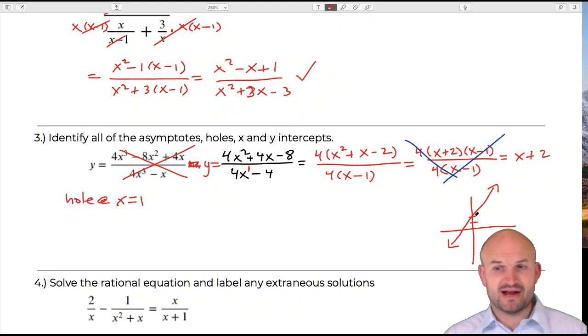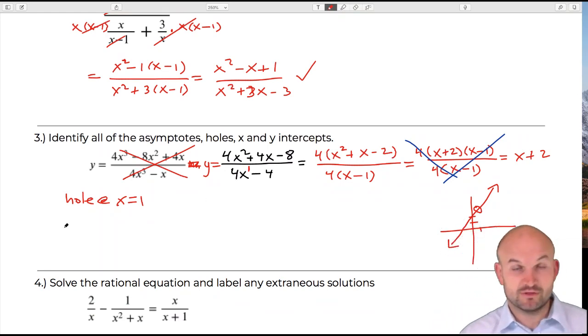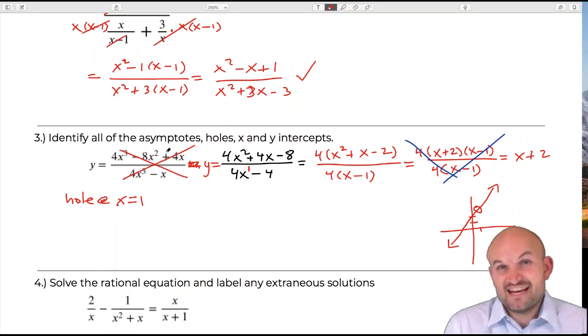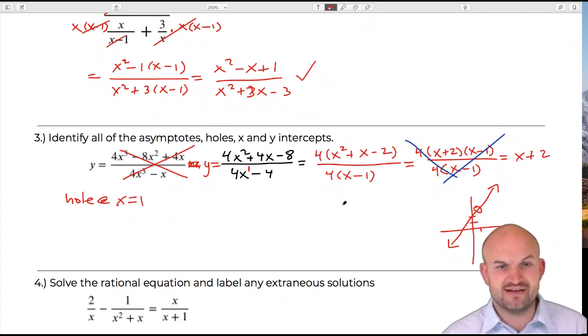So anyways, this is what the graph looks like. And then you can see that there is a hole right here at 1. So that's basically what that graph produces. All right, so there are no asymptotes. I'm not going to write it in there because it just said identify them. And since there are none of them, I'm just not going to identify them.